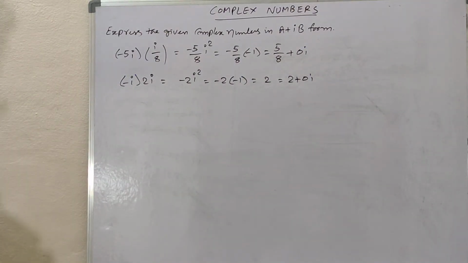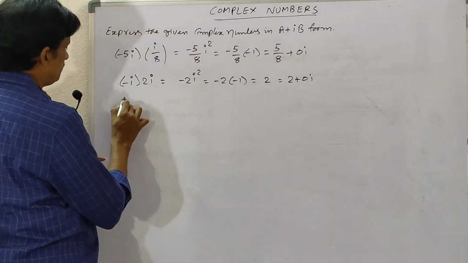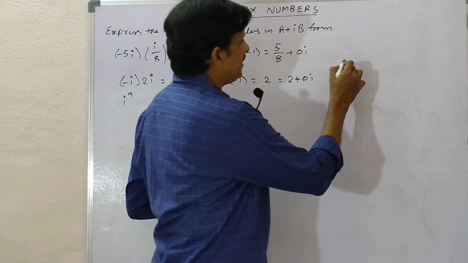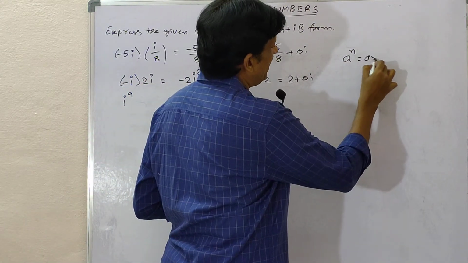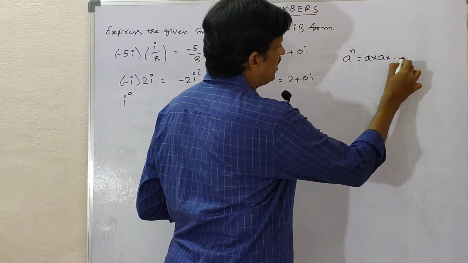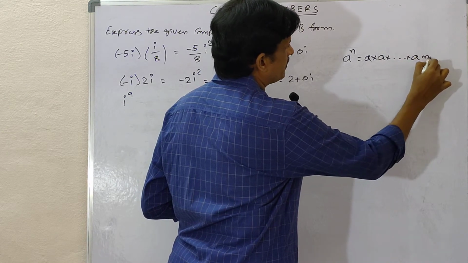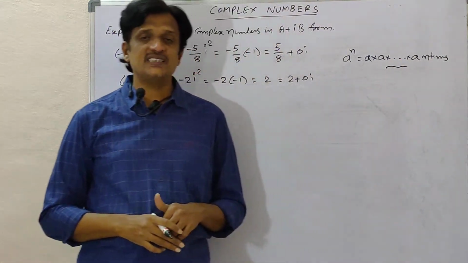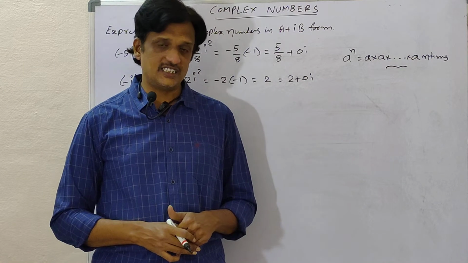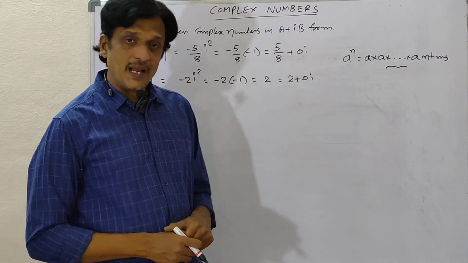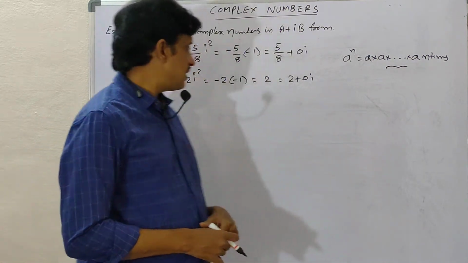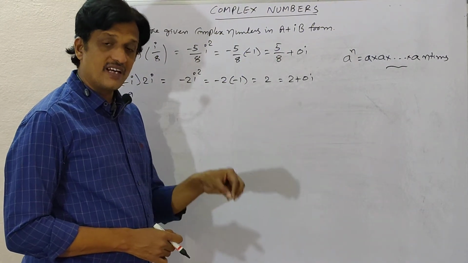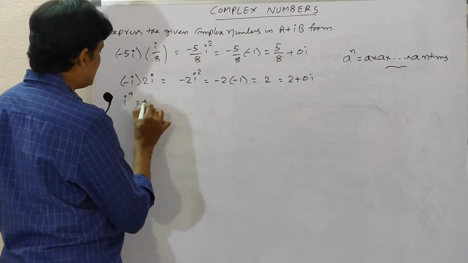And the next one is i to the power of 9. a to the power of n means a into a into a and so on, into a for n times. Here a is called the base and n is the power, that is the exponential form. So a is multiplied by the same number for n times, means here i is multiplied by the same i for 9 times.